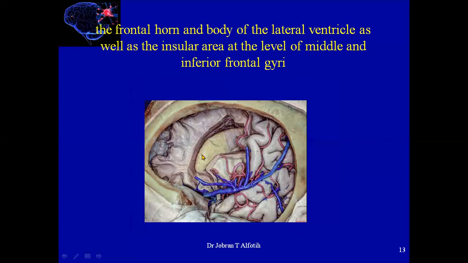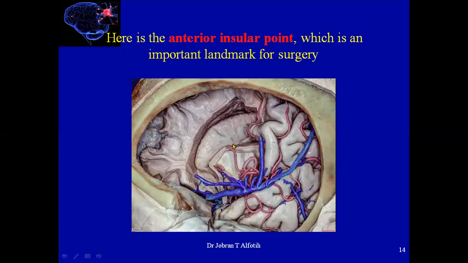The frontal horn, this is the lateral ventricle. As we see here, this is the frontal horn and the body of the lateral ventricle. We see also the insular area. We can see here the lateral ventricle and the insula. The insula is at the level of the inferior frontal gyrus, whereas the frontal horn and the body of the lateral ventricle are at the level of the middle frontal gyri.